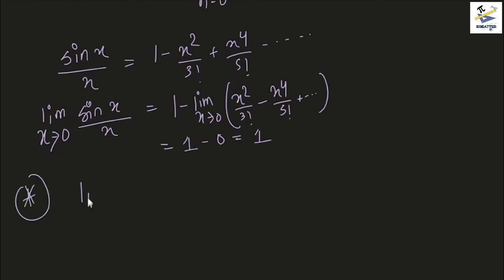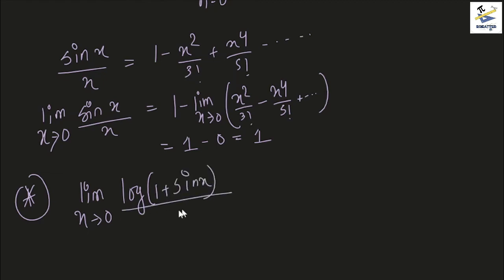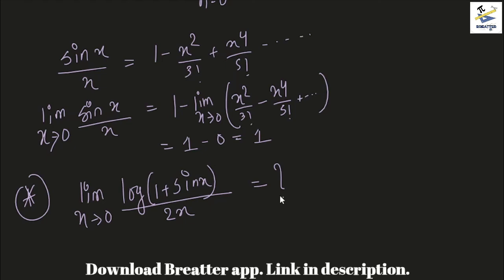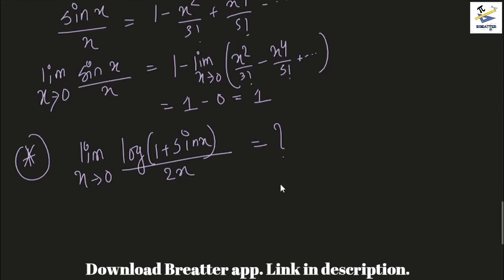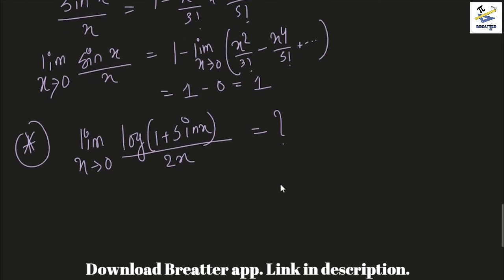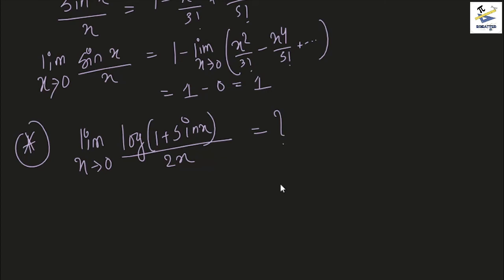What if we had limit x tends to 0 of log of 1 plus sin x by 2x? What would this limit be equal to? Now at first glance the limit looks like a much more complex version of what we have learned till date, but then again, if you remember how to adjust things, we can easily do it. Well, I'll tell you how to do that.